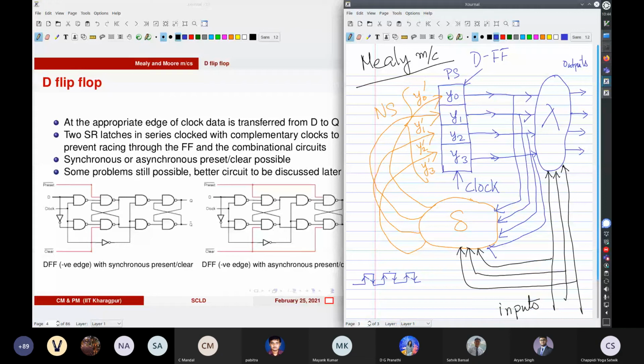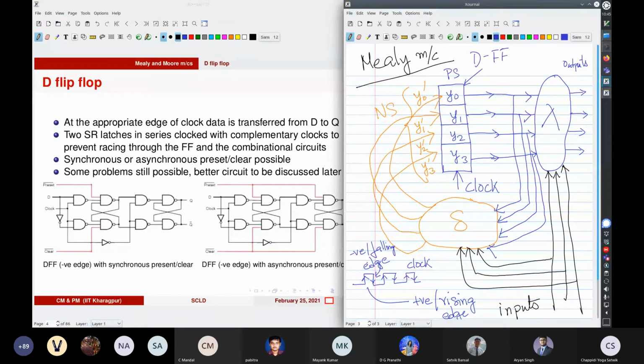So what happens is either at the positive edge, or you can say the rising edge, this is called the positive or simply rising edge, and this is called the negative or falling edge of the clock.